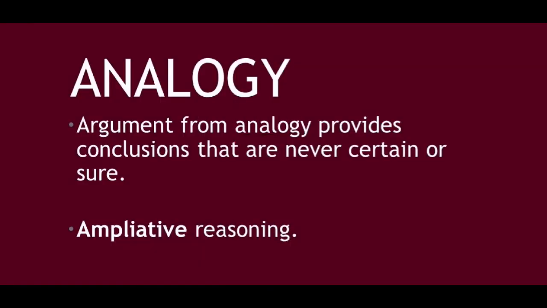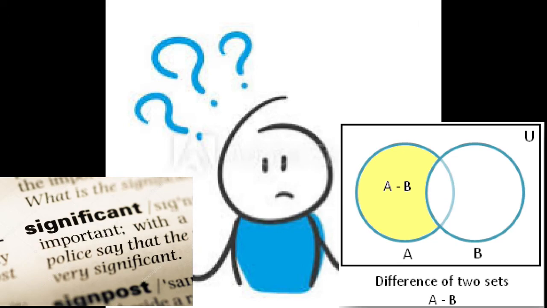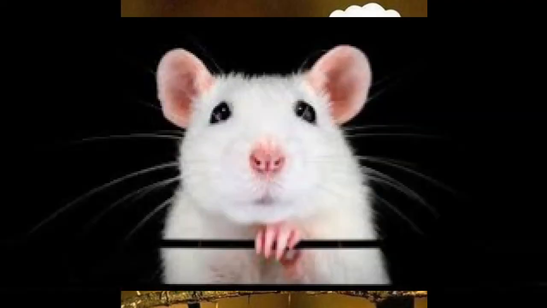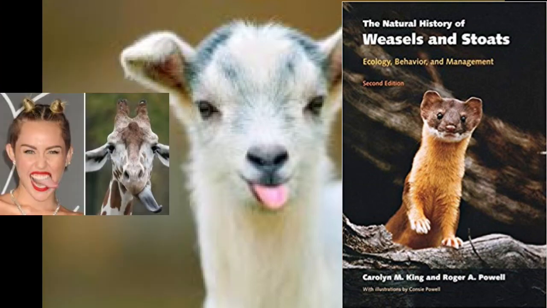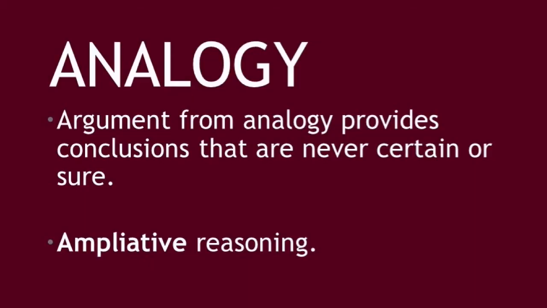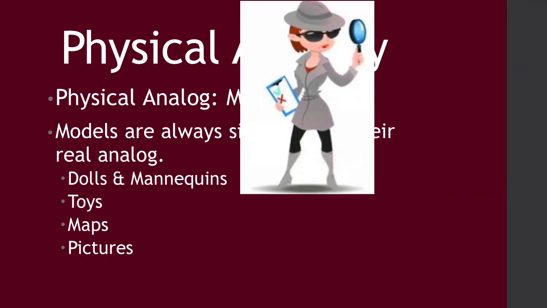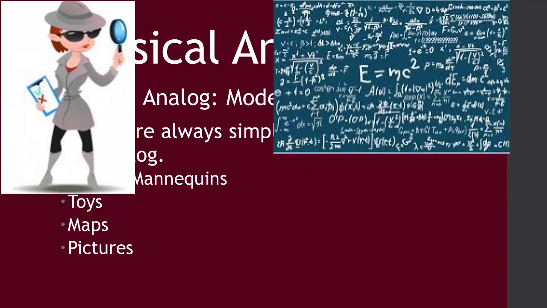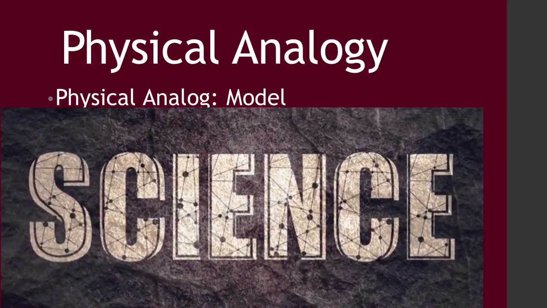Such studies, however, are often questioned because there are significant differences between human beings and rats, bats, cats, stoats, goats, pigs, or other non-human beings. Don't forget, analogies are always only approximate and never provide exact conclusions. As these show, we sometimes use models in inductive reasoning, inductive arguments, empirical reasoning, and science.